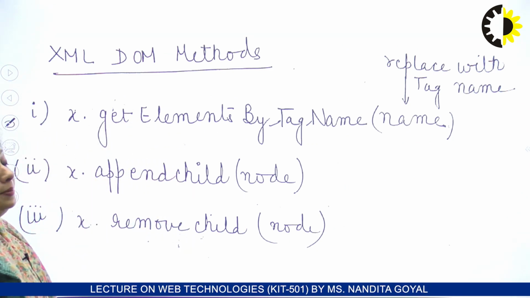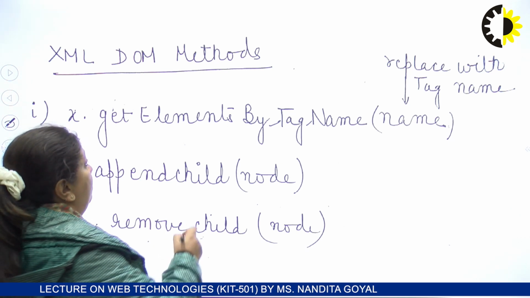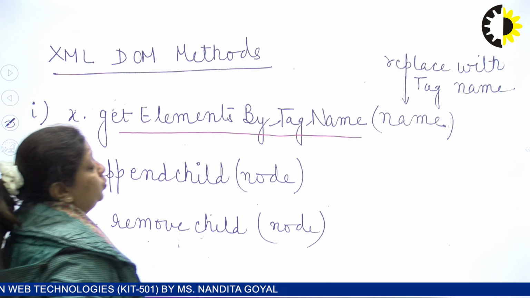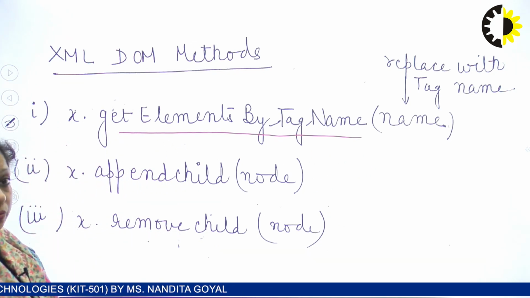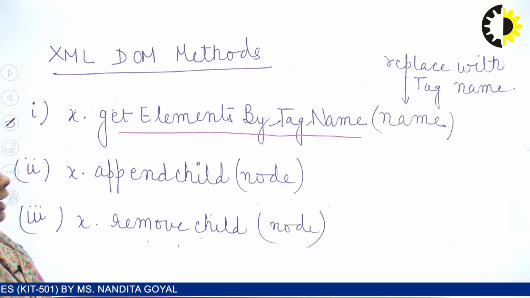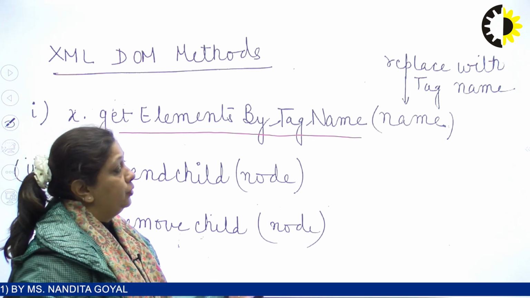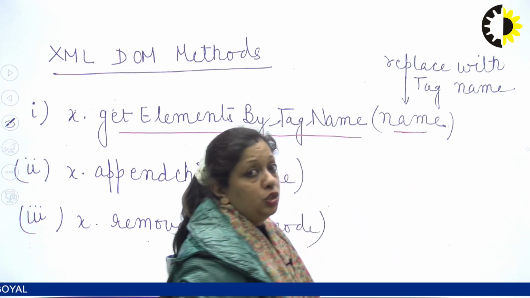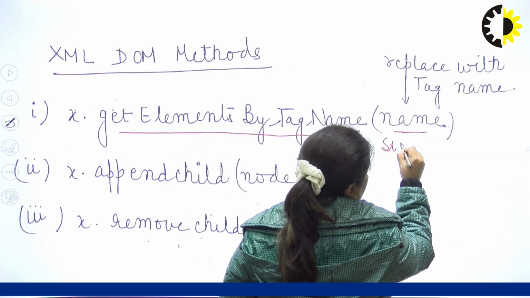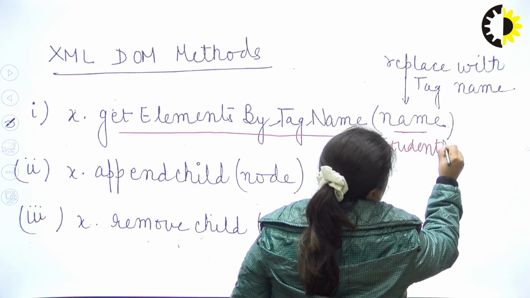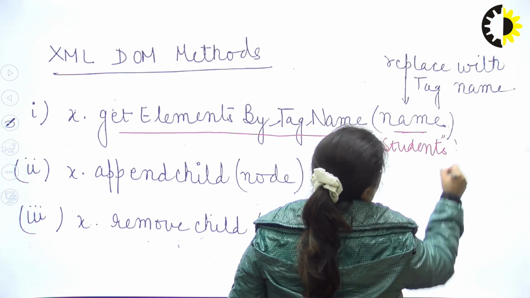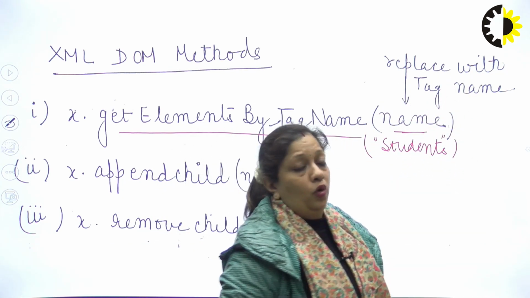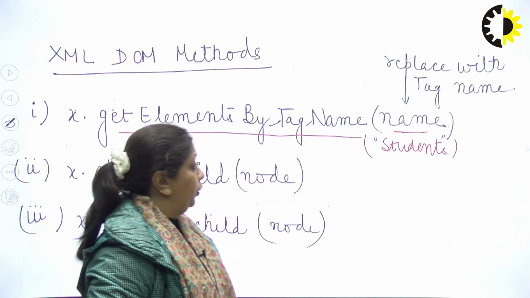Then we have various XML DOM methods, like in the example we had used this method, get elements by tag name. So this is one of the methods which we had earlier used and which can be used to access the elements in an XML document by using the tag name. So if you remember here in the tags we had the tag student in our example. So we had used this students in place of tag. So actually we replace this name with the tag name, whatever tag name we have in the XML document.